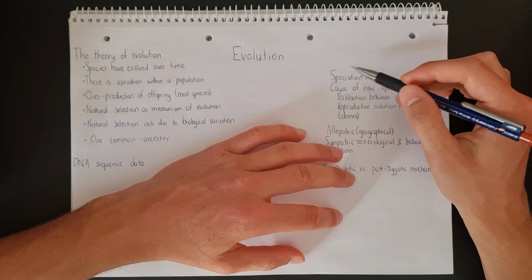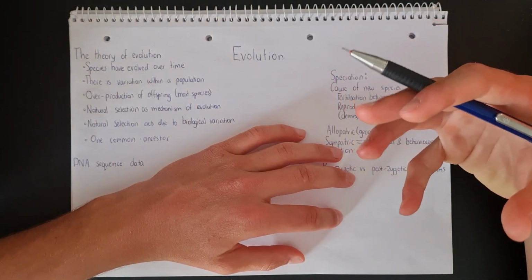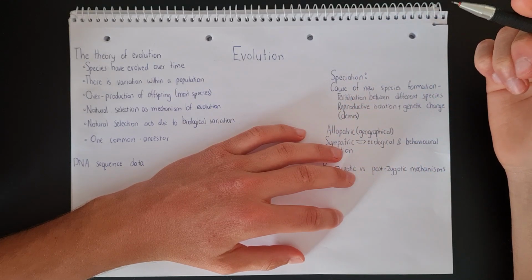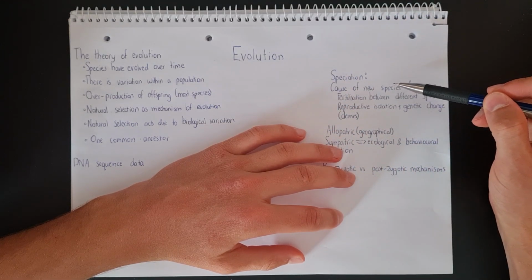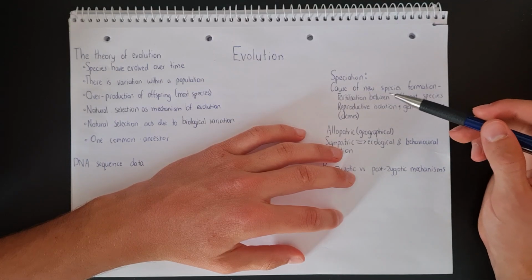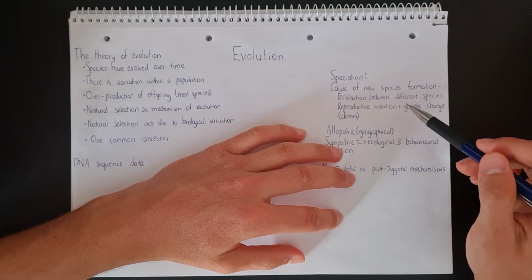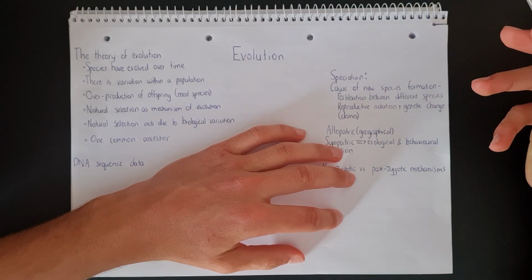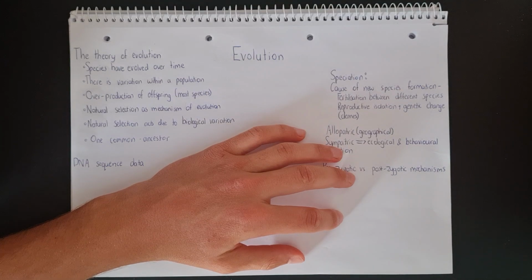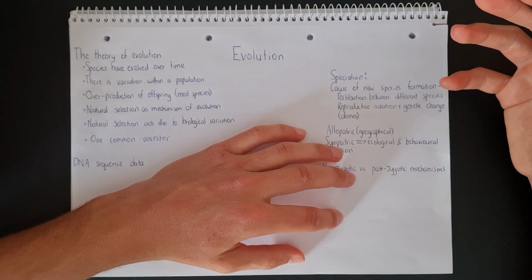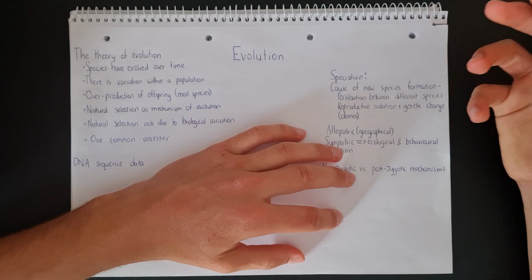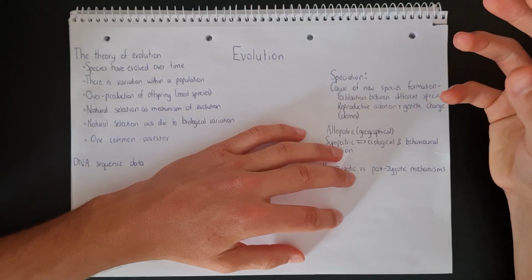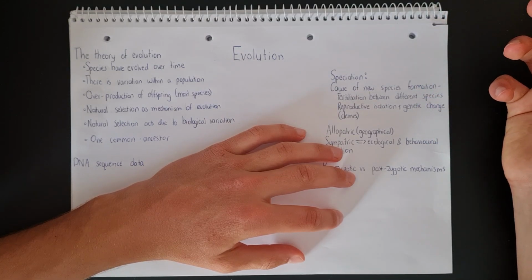So now let's take a look at speciation. Speciation is the evolution of one species from a pre-existing species. And we have two different causes of a new species. The first one is that fertilization between different species could occur. So, for example, in the modern wheat plant that we have, it is thought that an emmer wheat hybridized with a goat grass, okay? And then that hybrid is the wheat that we know today.